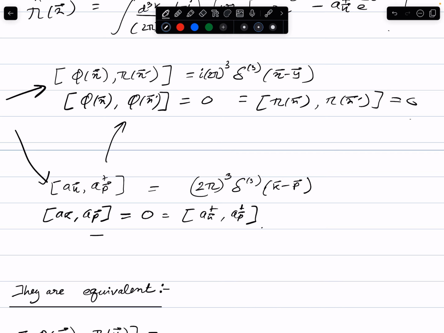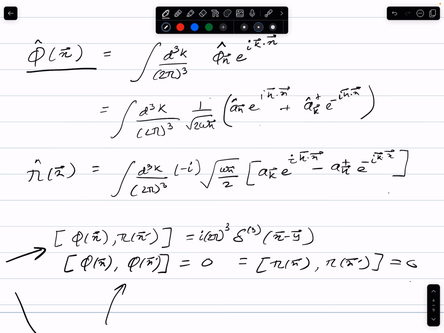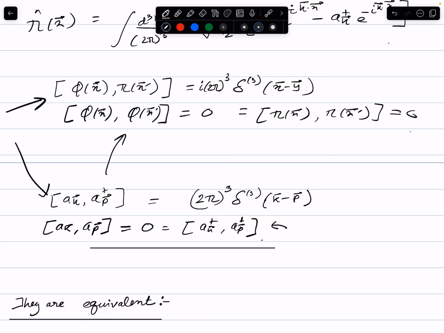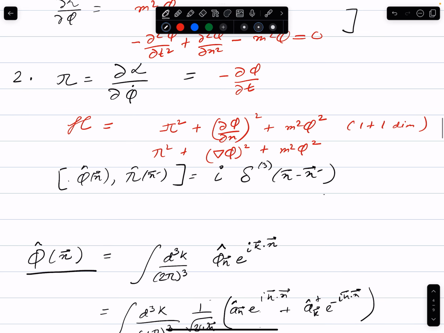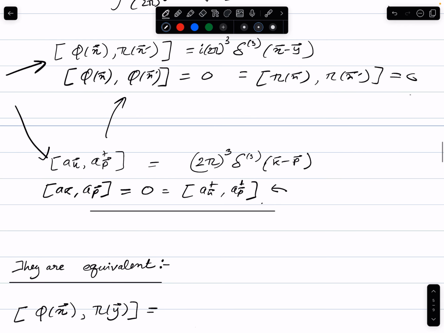If you take this decomposition and assume that ak and ak dagger follow this commutation relation, then you can prove this one. And if you assume this one and then take the decomposition, then you can prove that ak and ak dagger follow that commutation. So let me write the logic here.